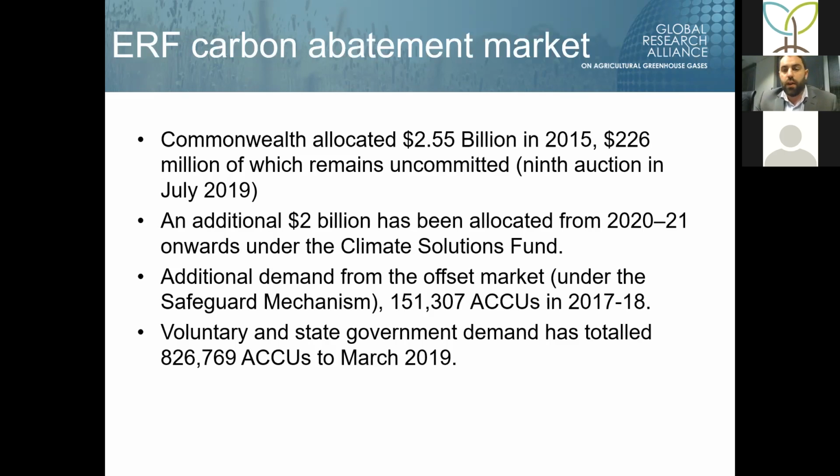There is also an offset market for Australian carbon credit units. That amounts to, at least in 2017-18, around 150,000 ACCUs, and there's also a voluntary market for offsetting under the National Carbon Offset Scheme, and state government demand up until March 2019, that amounted to about 800,000 ACCUs.